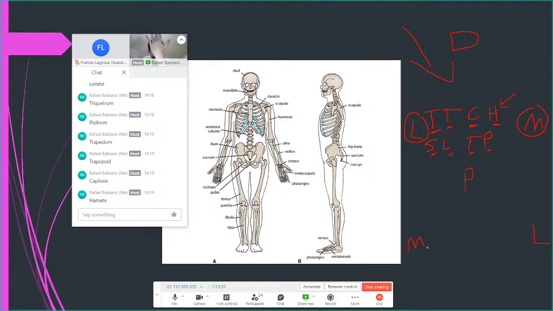Pinky medial side. Distal, harayo, proximal. Same. So, question kanina, in the proximal row, which is the most lateral? Scaphoid. In the distal row, which is the most medial? Hamate. Okay? Same lang. Even if you go left, go right, it's the same. So, take note.